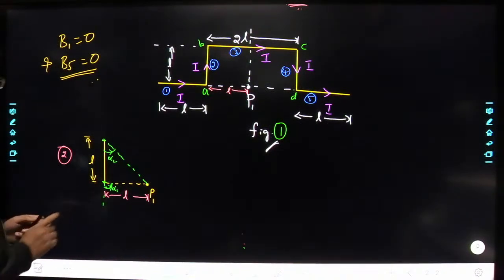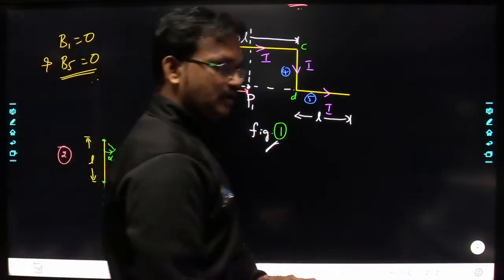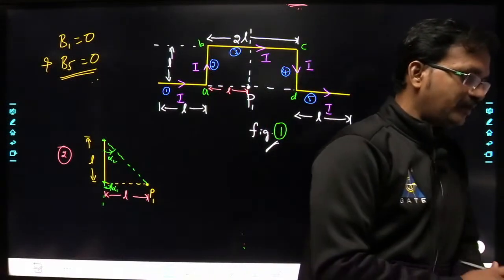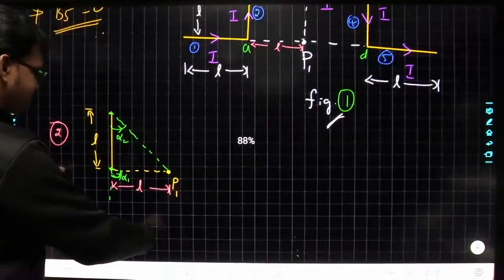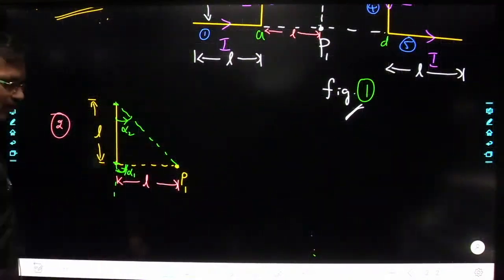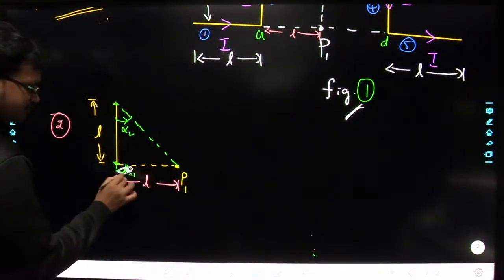What is alpha 1 here? Tell me. Rahul Thakur, Parasmoon, tell me. What is alpha 1? What is this angle alpha 1? Tell me.